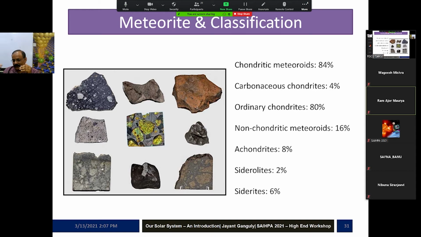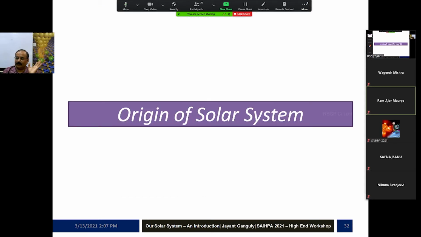Different types of things are available, and this classification helps us in getting to know what type of elements are present, where it might have come from, what its size is, and what temperature it might have gone through. All these things can be studied. So this gives an overview of the objects which are present.